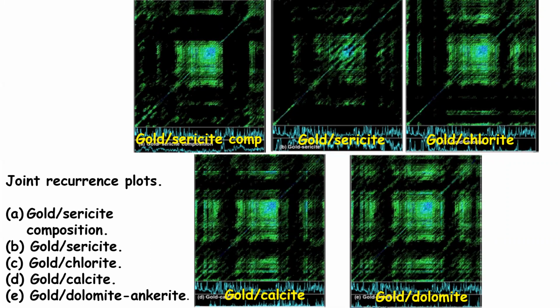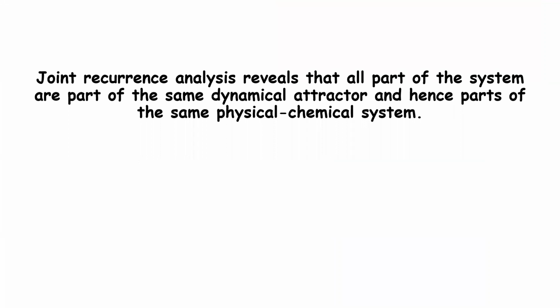This means that both the densely and sparsely occupied regions on the gold concentration recurrence plot tend to be mutually reinforced by states on the respective recurrence plots for all the other mineral species. Thus, there is coherence in the system, in that there is a high probability that all signals recur simultaneously in phase space. It seems that although all the signals are diverse in character, they are all part of the same system and the coupling strength between all the subsystems is relatively high. So joint recurrence analysis reveals all parts of the system are part of the same dynamical attractor and hence parts of the same physical chemical system.